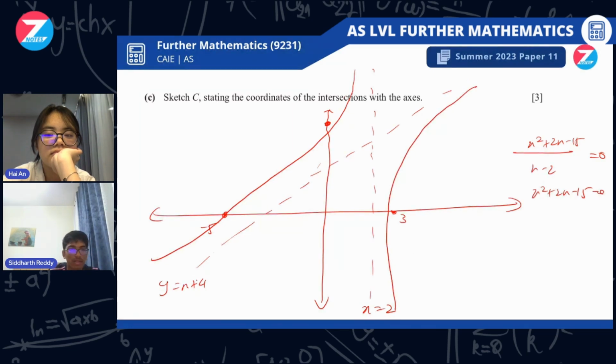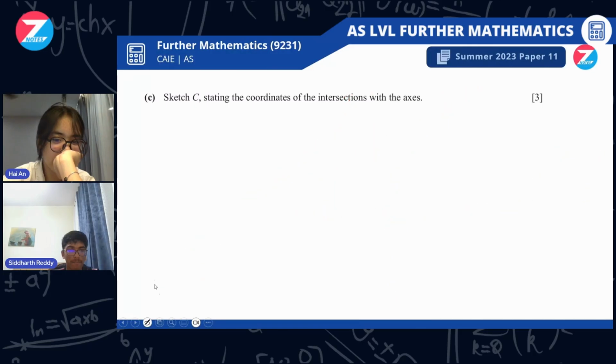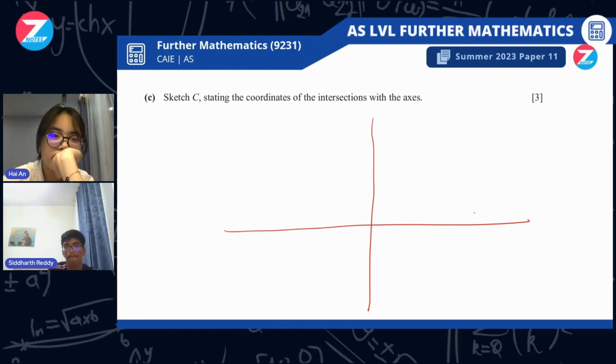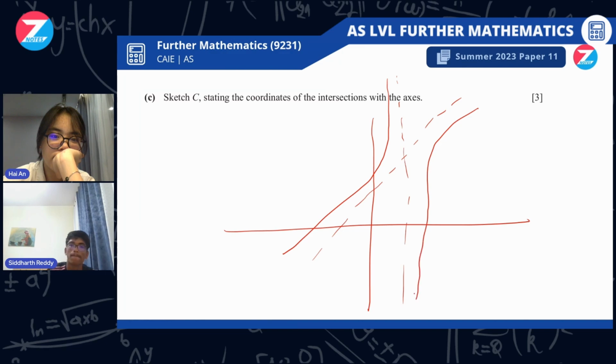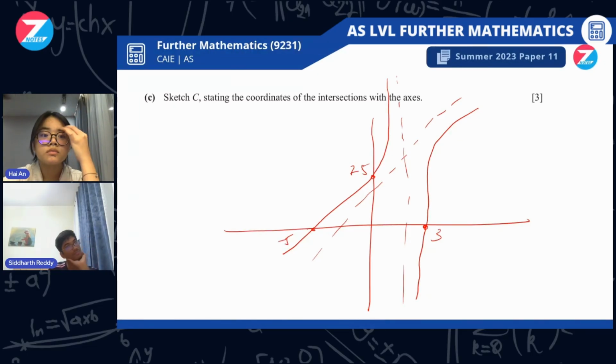Okay, I'll try drawing it again, but a little neatly. So we have one intersection here. So there's going to be one like this and one like this. This solution is 3. This one is 7.5. This one is -5. These are the intersections. So that's what the graph looks like.